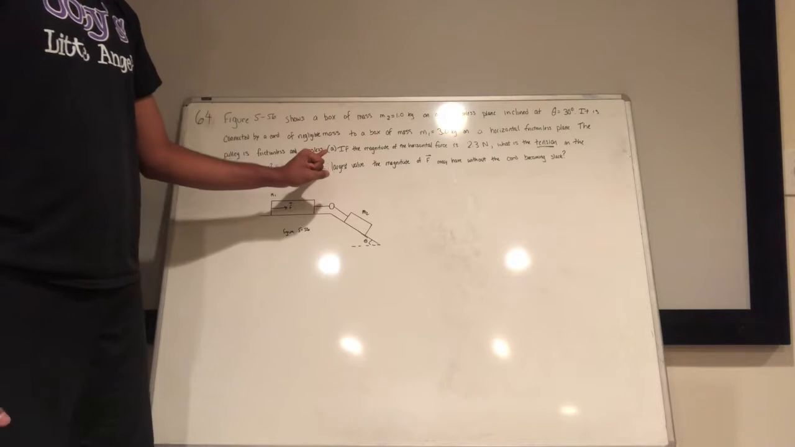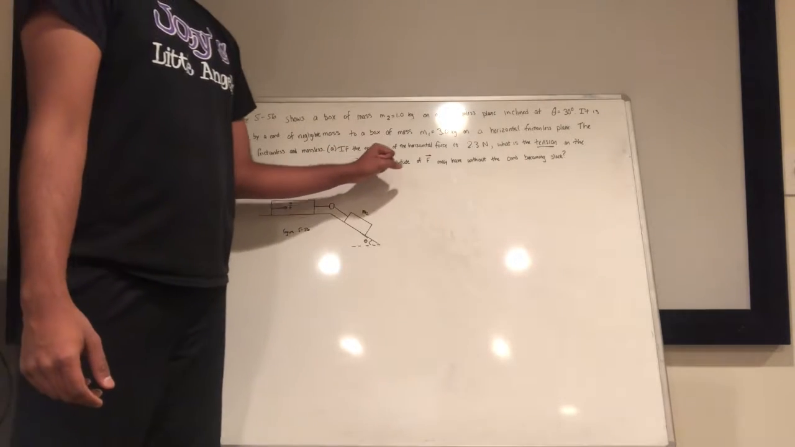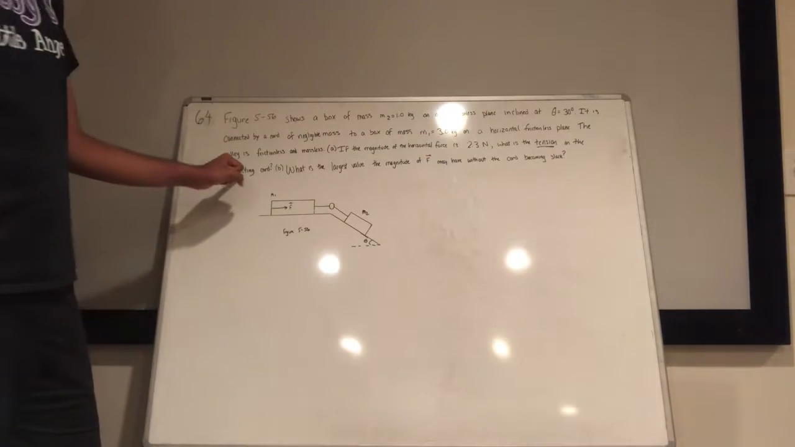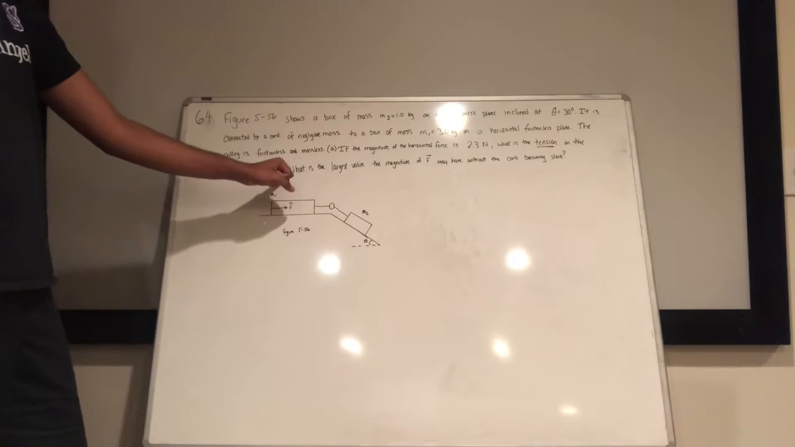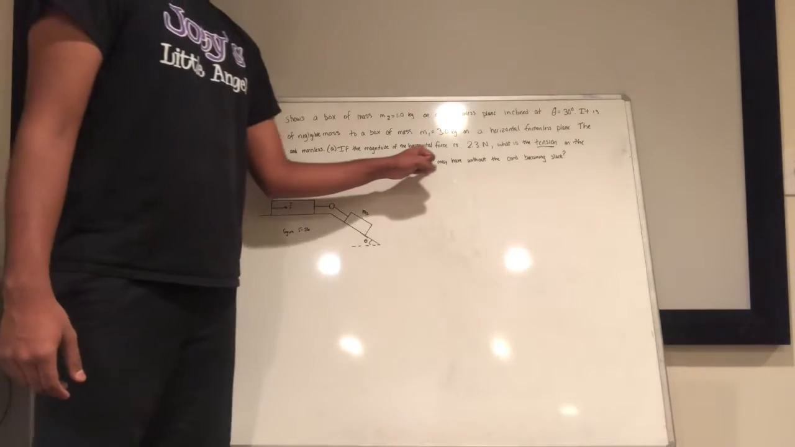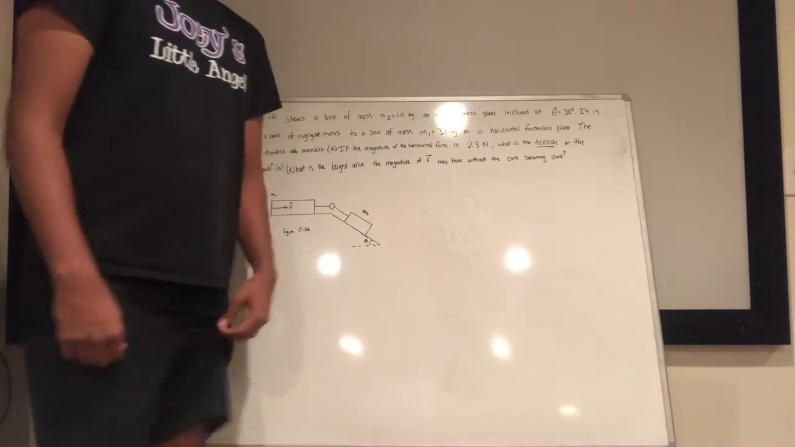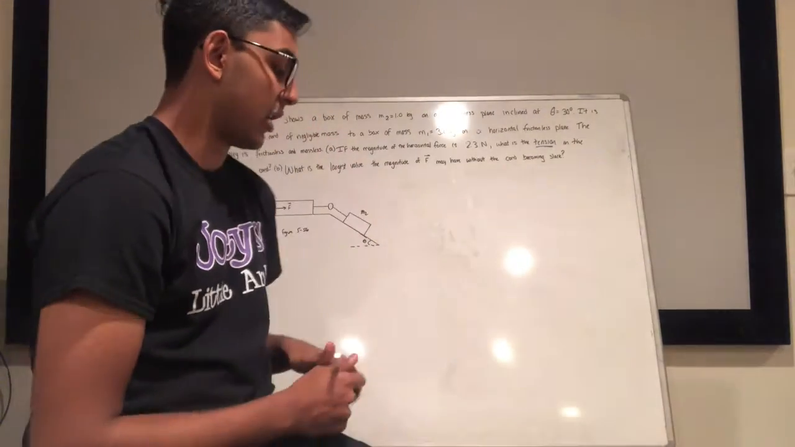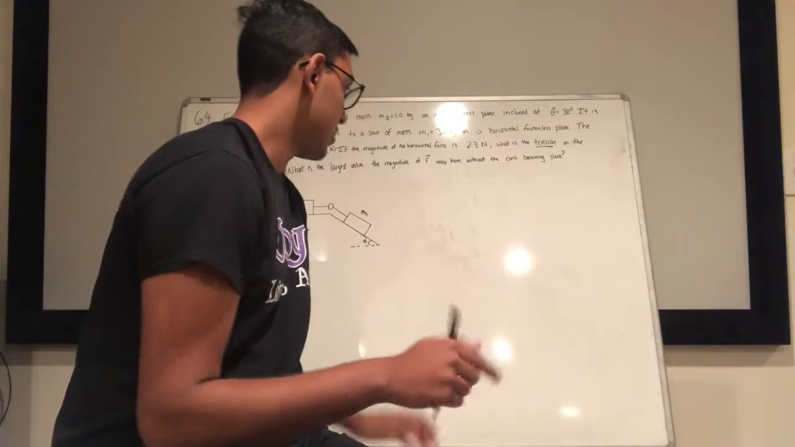So, this is a two-part question. Part A: if the magnitude of the horizontal force is 2.2 newtons, what is the tension in the connecting cord, which is this wire? And part B: what is the largest value the magnitude of the force applied may have without the cord becoming slack? So first off, let's tackle our free body diagrams and sigma F statements. Let's start with M1.